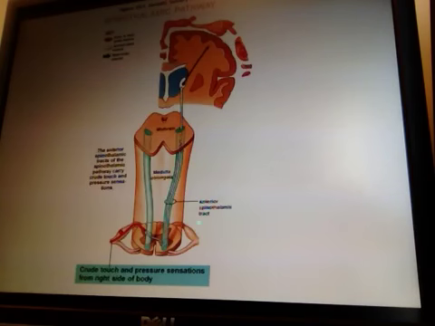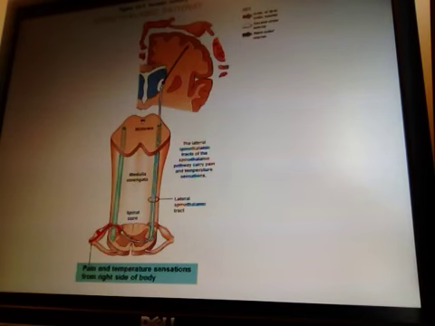Notice that this anterior spinothalamic tract carries messages from specific types of stimuli. Here at the bottom of the diagram, it indicates crude touch and pressure. Very poorly localized crude touch would be involved in this pathway.